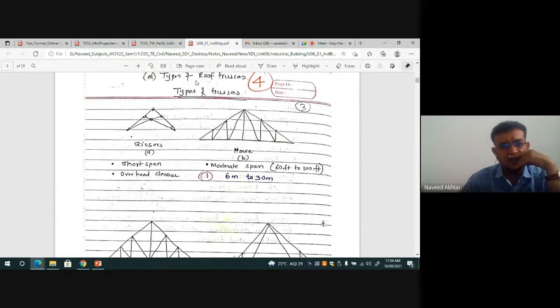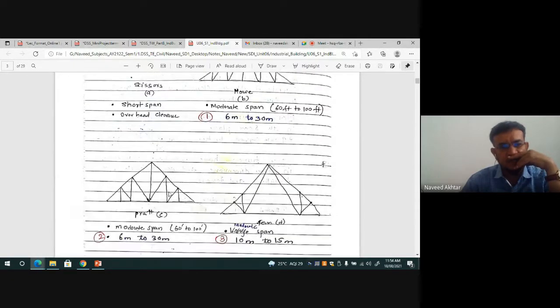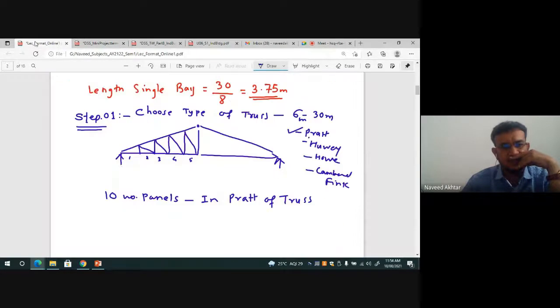So we are going for this flat type of truss. So given that type of truss, okay, and this is step number two.